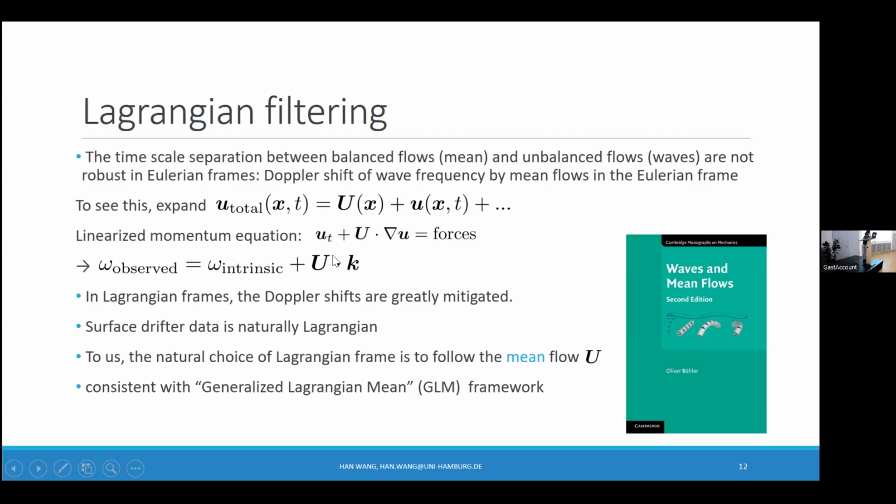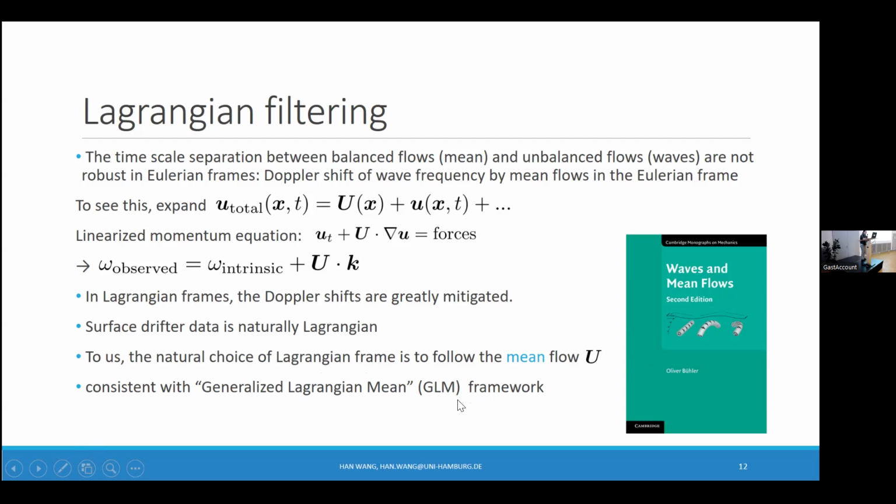And the important thing I want to point out here is that this Doppler shift velocity is the mean velocity. It's not your total velocity. It's the velocity after time averaging. And because this Doppler shift velocity is the mean velocity, we believe that if you want to filter waves and balanced flows cleanly, the best approach is to follow the frame that's following the mean velocities, and this is also consistent with the generalized Lagrangian mean framework introduced in this nice book.